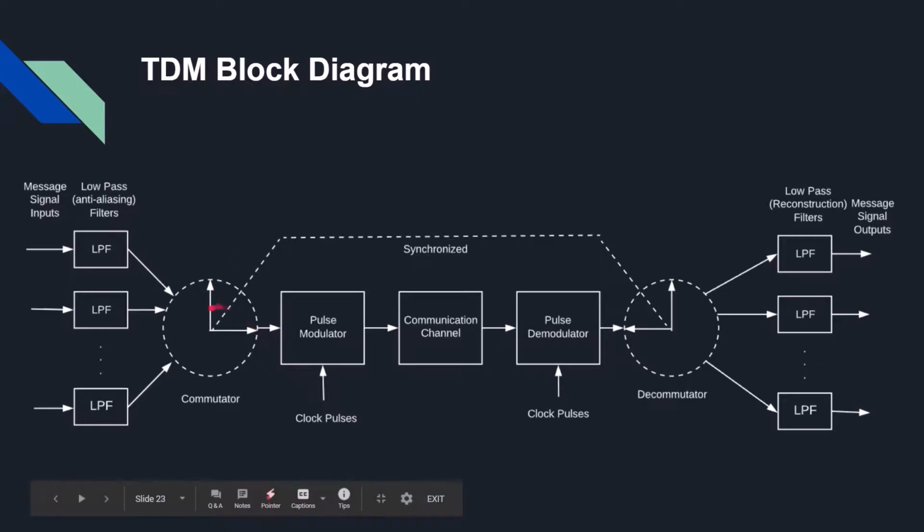Now let's see the complete process. The first sample of signal 1 will come here and if the commutator is connected to signal 1 then this sample will go over there. Now the commutator will rotate and a sample of the second signal will come and if it is connected then this sample will go over the pulse modulator and so on.